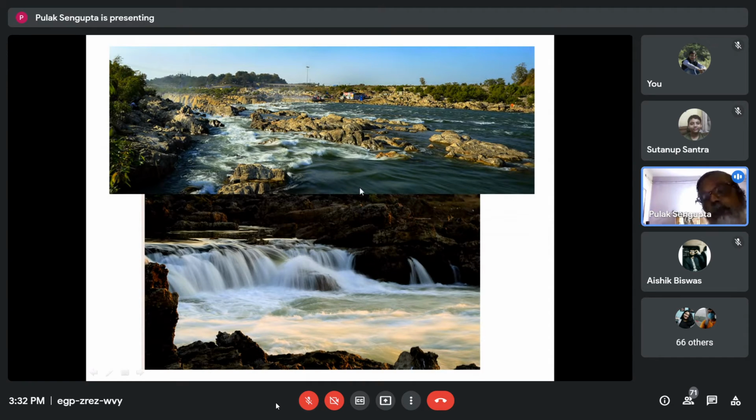Now, if you go farther upstream, in this picture I showed, look at the width. You can see from the scale how wide the river is. India has very wide rivers, wide and long rivers. And here you see that it is just making a fall. Still, it is very wide, but it is not cutting.